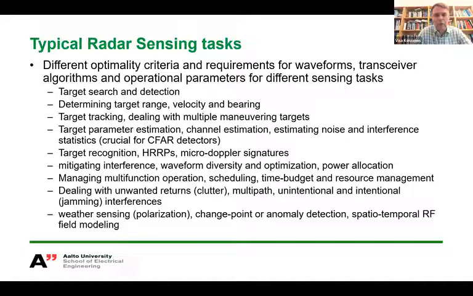In certain tasks, polarization is also very crucial, one of them being environmental monitoring and weather monitoring. For example, if you want to figure out if there's a lot of rain or humidity, then polarization is certainly an important issue. Also, if there's a need to detect changes rapidly, so that any change in the radio spectrum would be somehow detrimental, then you may wish to apply techniques for change point or anomaly detection.